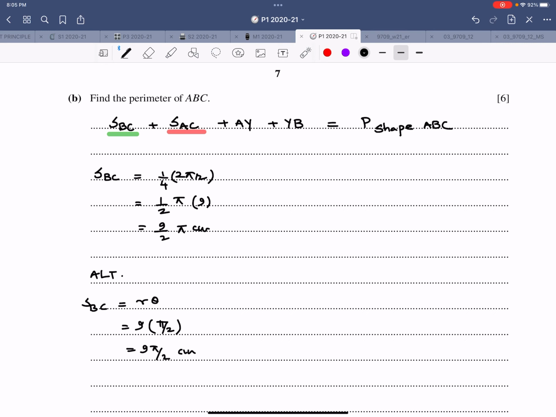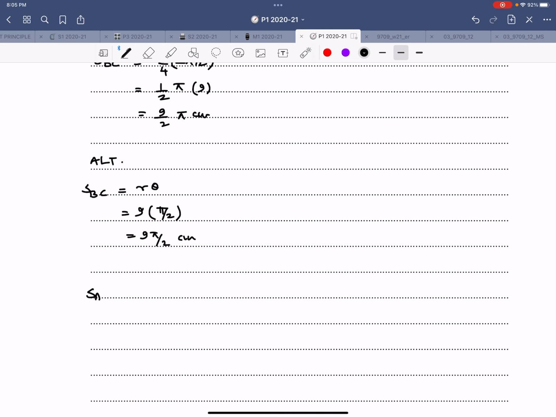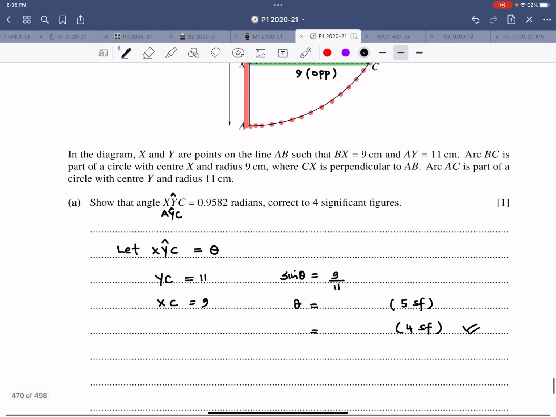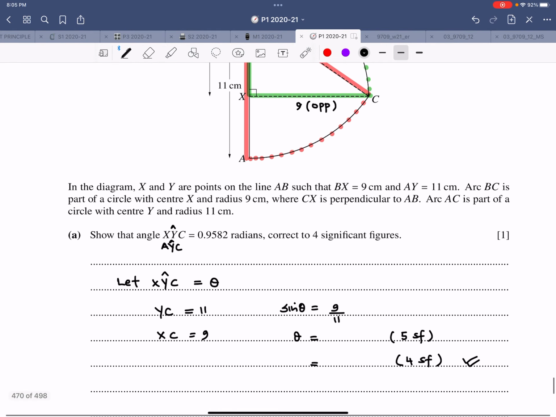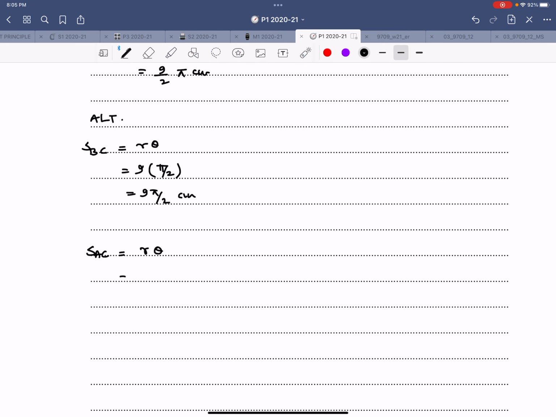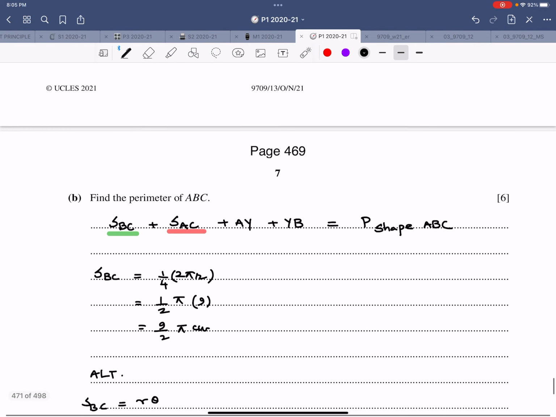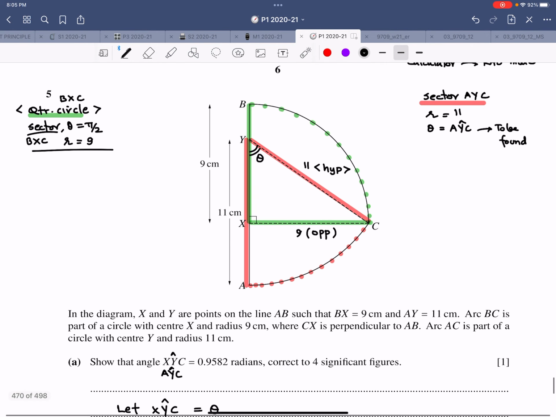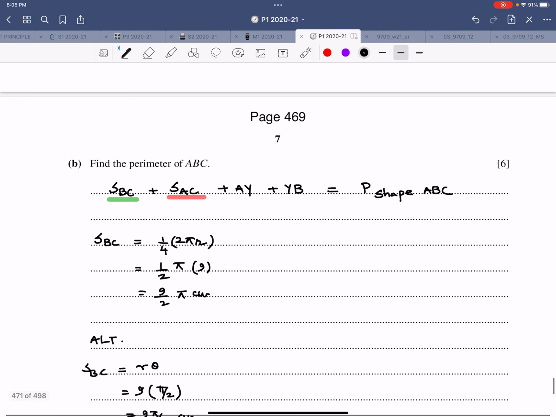Arc length AC. For arc length AC, you have 11 and you have this angle which is 0.9582. So this is r theta, r is 11 and 0.9582, and of course this answer will come out to be 4 significant figures, and then you should round it off to 3 significant figures, or maybe at the very end. This thing is done. What is AY? AY is already given as 11 centimeters. How can you calculate YB? Now that's the main thing.